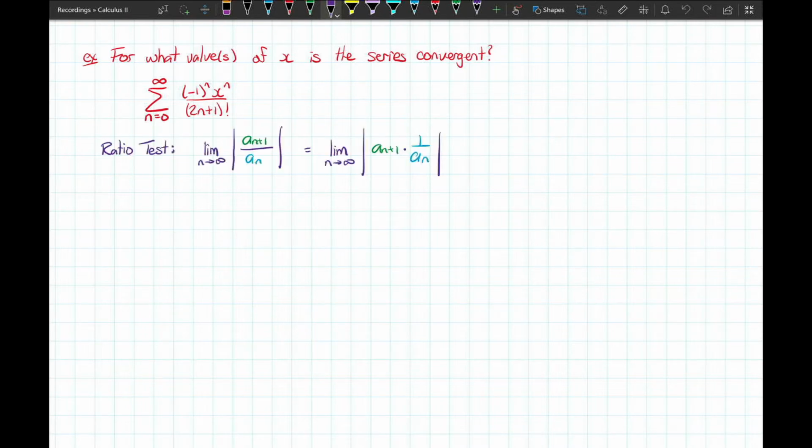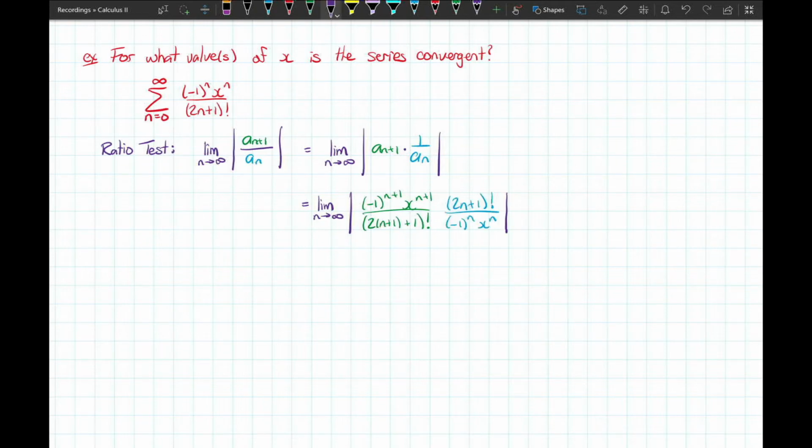That can be really useful in cases where each term is some sort of fractional expression, to change this into a(n+1) times the reciprocal 1 over a(n). Let's try this test out. a(n+1) is obtained by changing all of the n's in our expression to n plus 1. And you have to be a little careful in the denominator there. 2n plus 1 becomes 2 times n plus 1 plus 1, all factorial. And then we multiply that by the reciprocal of a(n).